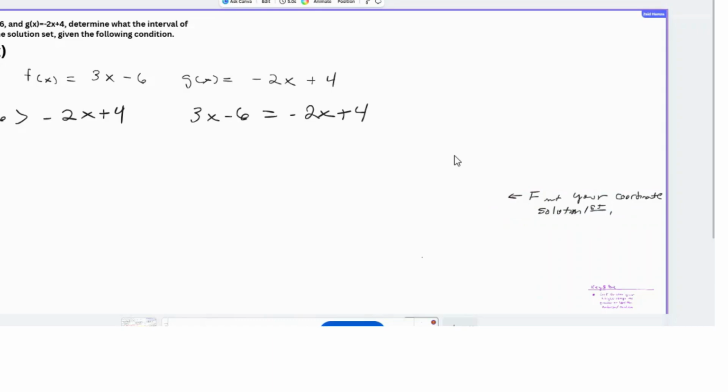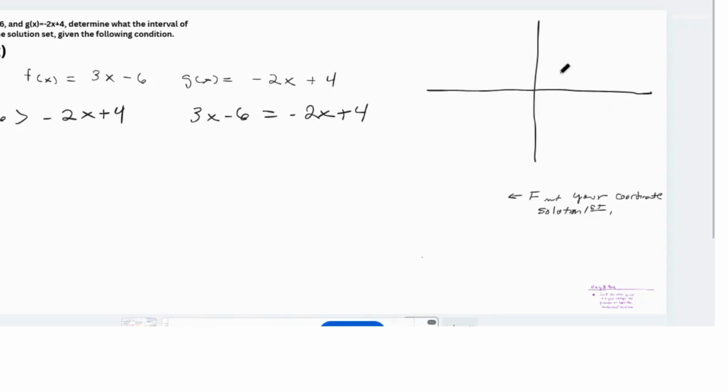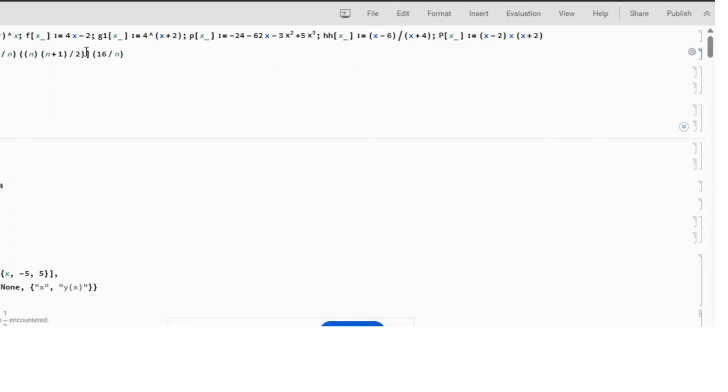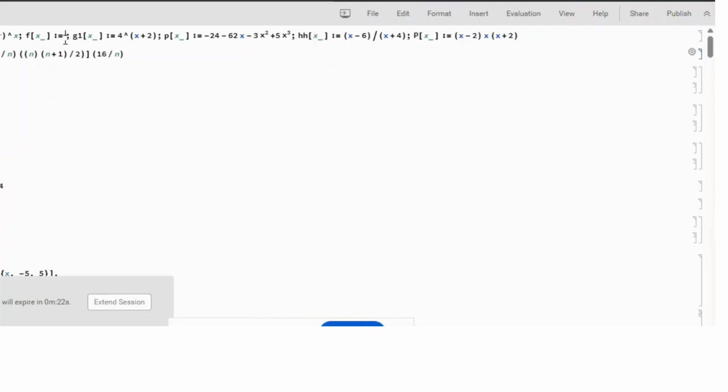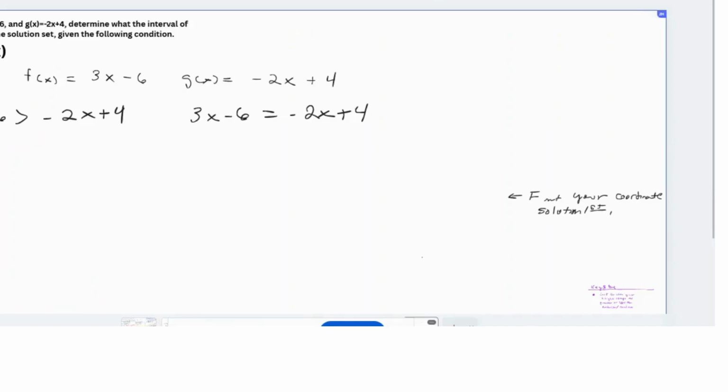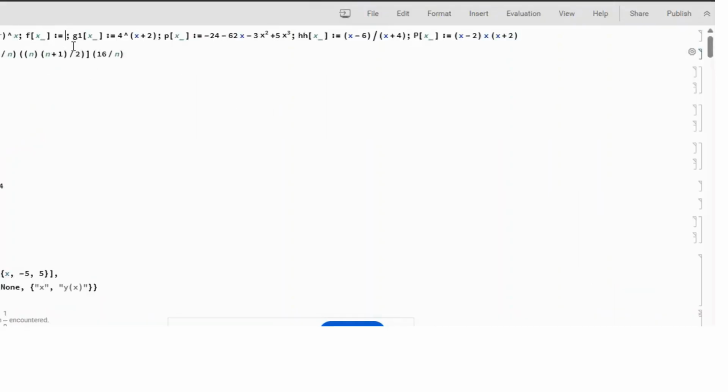And then I can graph this by hand if I want to, just to demonstrate that it doesn't have to be the best graph, right? But since I have Mathematica, why not use that? So I'm just going to do that anyway. Just to test whether you're paying attention, what is f of x? What's that function? F of x is 3x minus 6. Thank you.